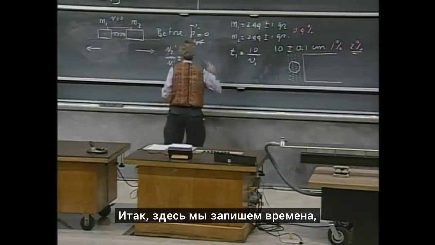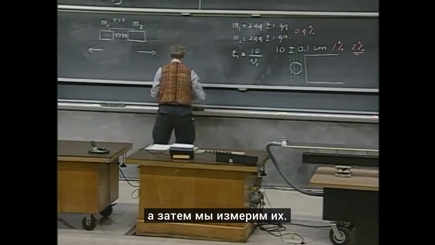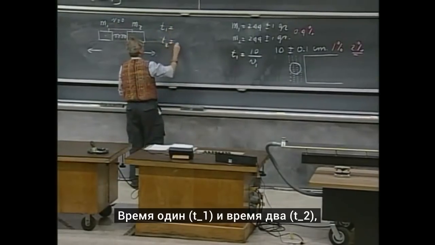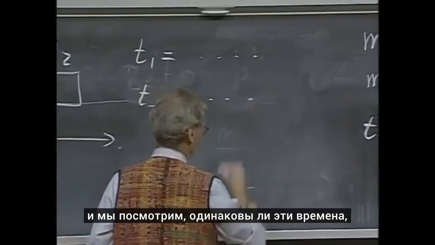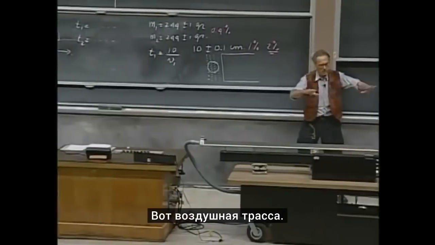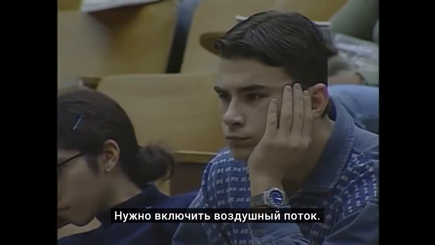So we're going to write down here the times, and then we're going to measure them. So time 1 and time 2. And we will see whether these two numbers are the same within the uncertainty of our measurements. Here is the air track. Have to turn on the airflow.